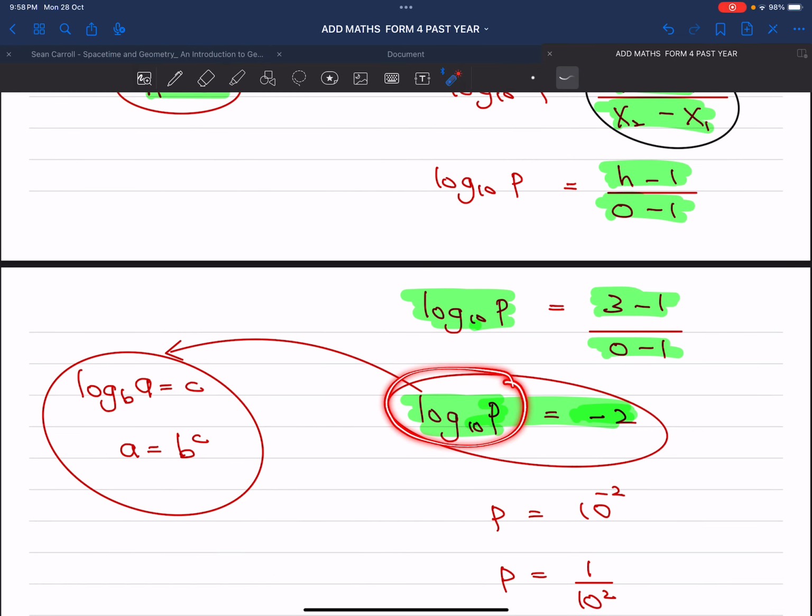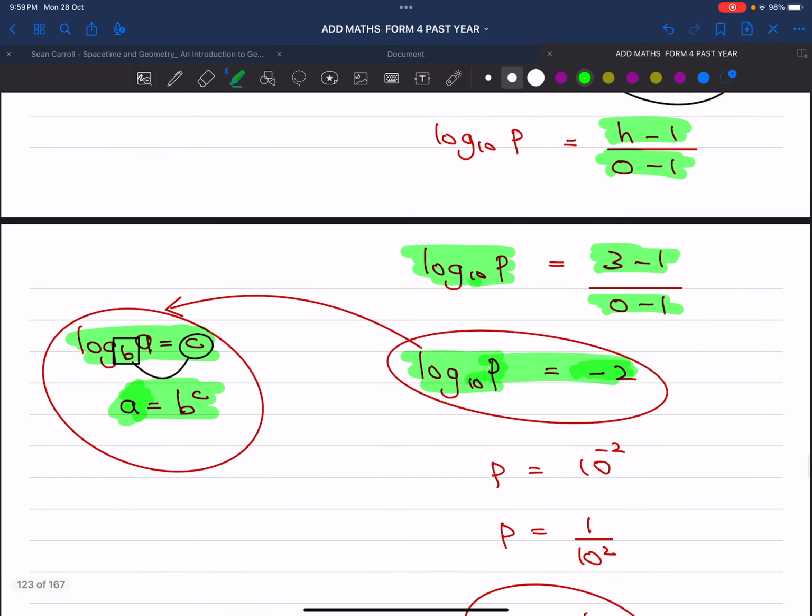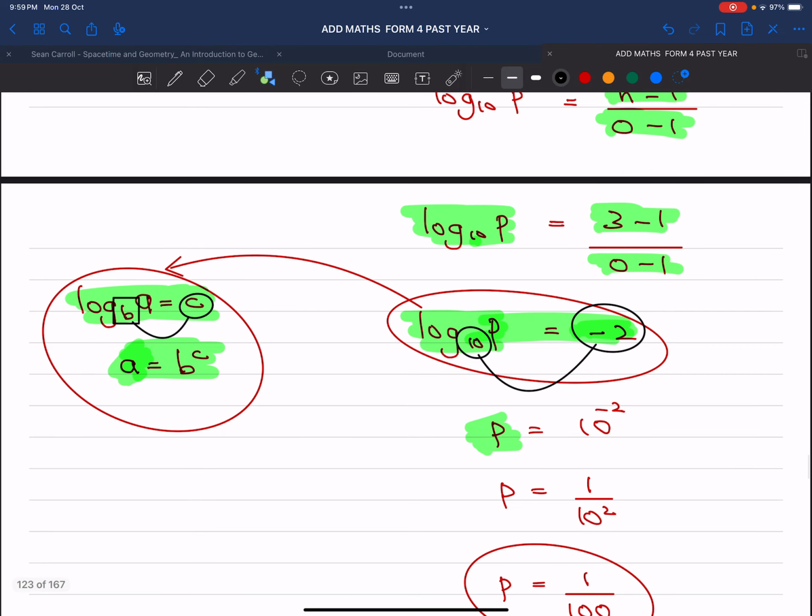Now we have log p base 10 equals negative 2. And if you remember the notes, log A base B equals C, that A equals B power C. That's the formula I'm using. So therefore, log p base 10 equals negative 2, therefore the p must be 10 power negative 2. So p is 10 power negative 2.